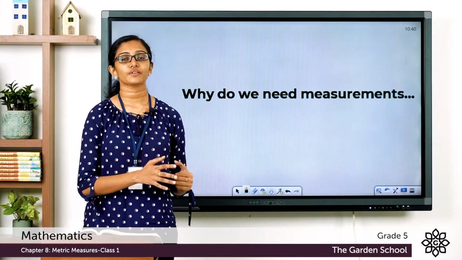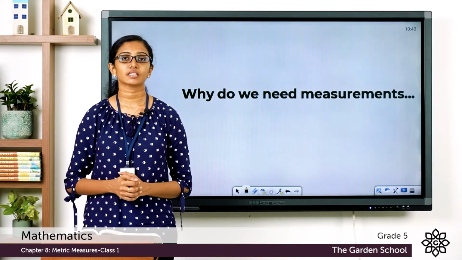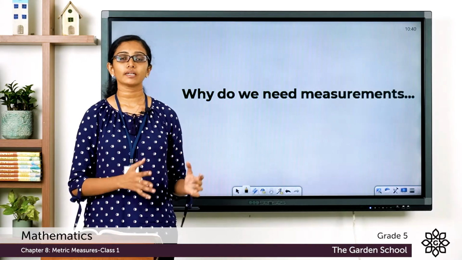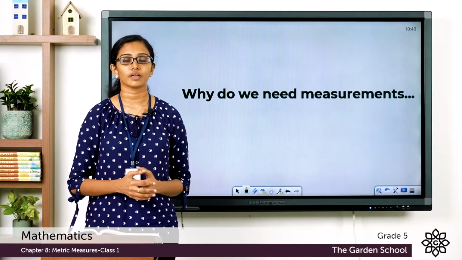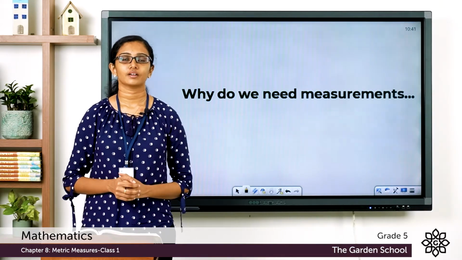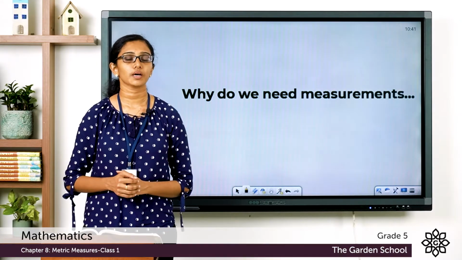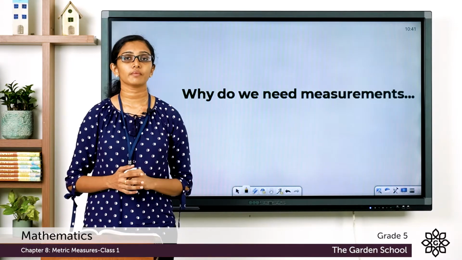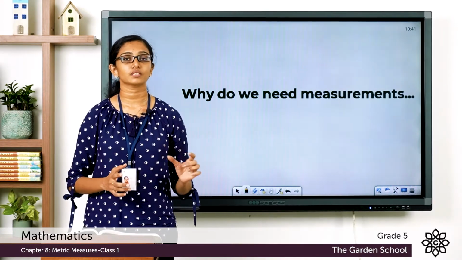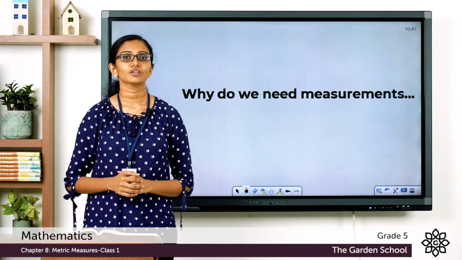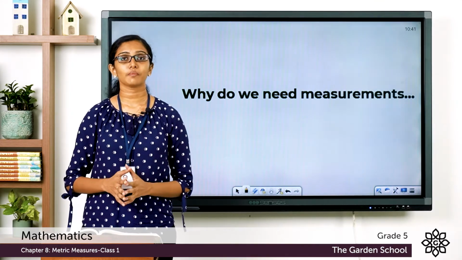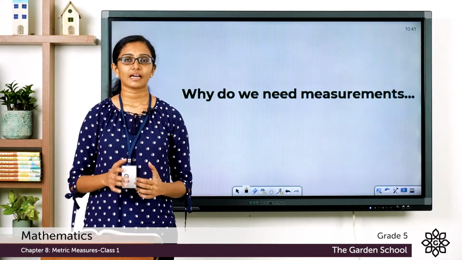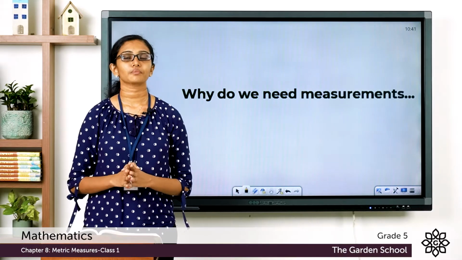Suppose you're going to a friend's house and someone is asking how far away that house is. And you might say it is 1 kilometer from here or 2 kilometers from here. There you are using a measurement. And if you're not feeling well, you might go to the doctor and the doctor may prescribe you to take 5 ml of this medicine or 10 ml of this medicine. Even there, you're using a measurement. So think about how many times we may come across some kind of measurement in our daily lives. And this is why we need to learn more about measurements.